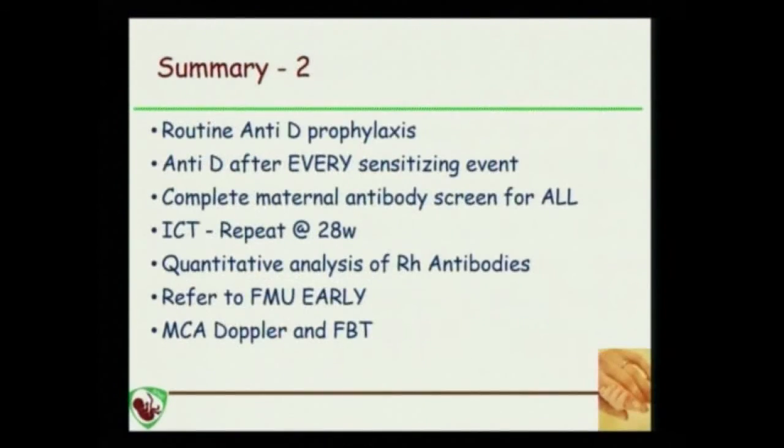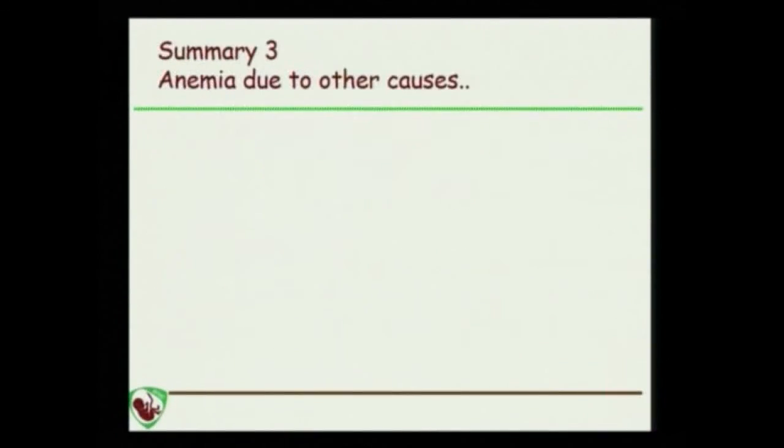Okay. And in summary, it's important to have routine anti-D prophylaxis for all your pregnant women, and anti-D after every sensitizing event, and a complete antibody screening for all pregnant women. You do ICTs and repeat them, and if it's positive, a quantitative analysis of the Rh antibodies, and refer early for an MCA Doppler and blood therapy.